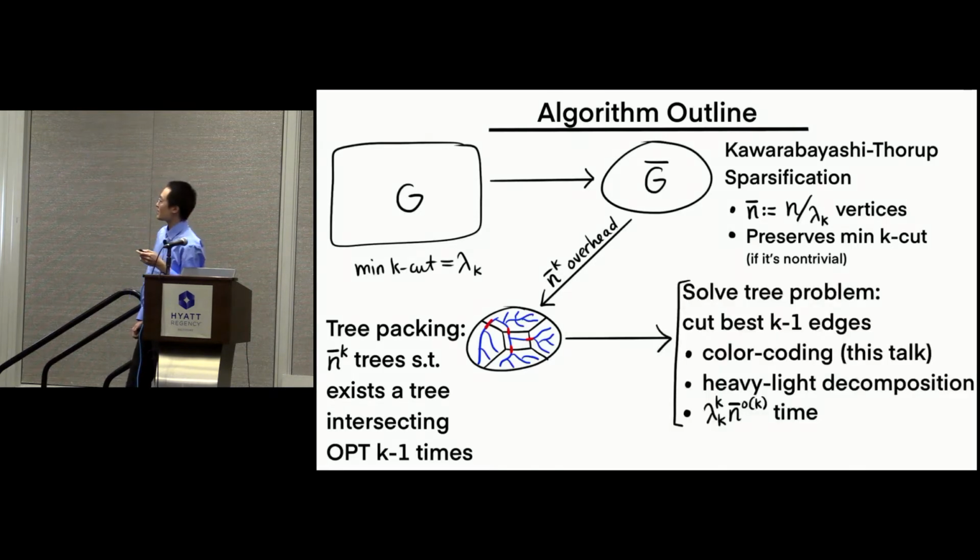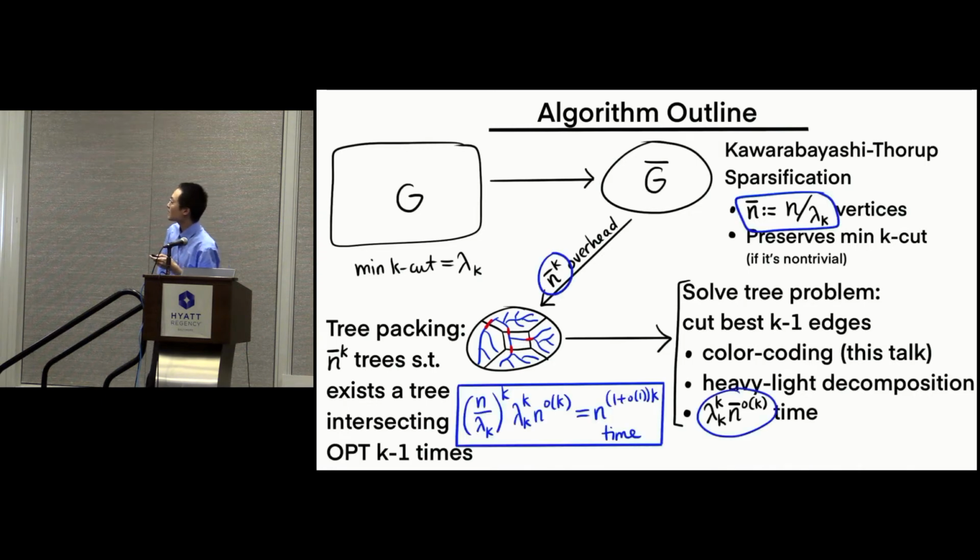Finally, in this third step, we can reduce this problem into a problem on trees. By paying this n to the k overhead, where we run this on each tree, we can solve a problem that's completely on trees. Given a tree, we want to cut some k minus 1 edges of this tree, and this will induce some k-cut. We want to find the k minus 1 edges to remove to get the best k-cut. This is the main technical part of our paper. We use the techniques of color coding from fixed parameter tractability, and heavy light decomposition on trees, to produce an algorithm that runs in roughly lambda k to the k time.